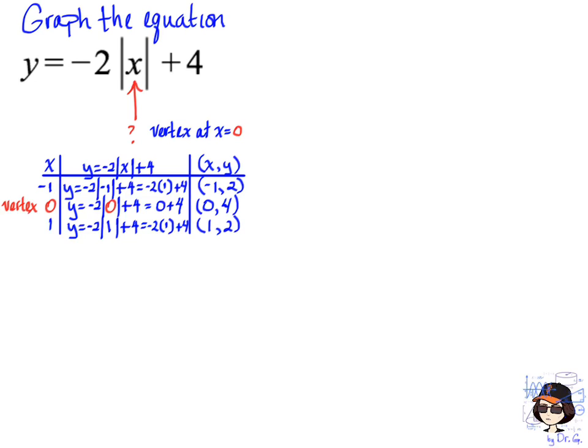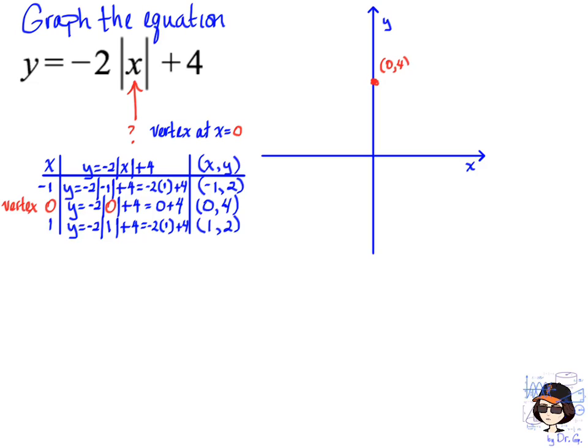So let's put it all together. Let's plot the 3 points. So they're my axes. The vertex is at 0, 4, so that means horizontal, I'm not going right or left, the horizontal distance is 0, and I'm going to go up 4 units, starting at the origin, up 4 units. So I get right there.